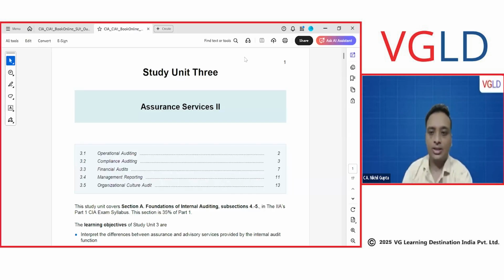Assurance services too. As you can see, we are talking about compliance audits, financial audits, management reporting, and organization culture audit. This is also covered under this unit itself, but my purpose is just to make you understand the importance of the definition and why this definition comes into picture.